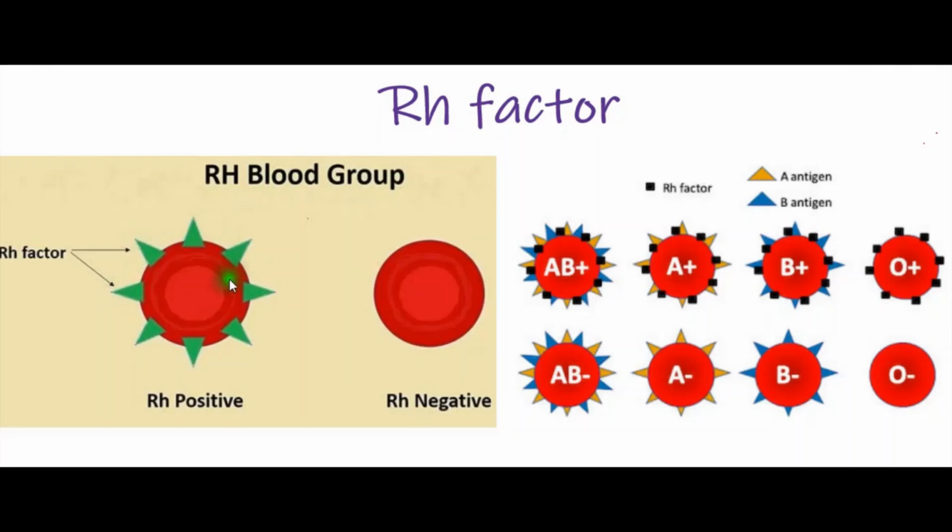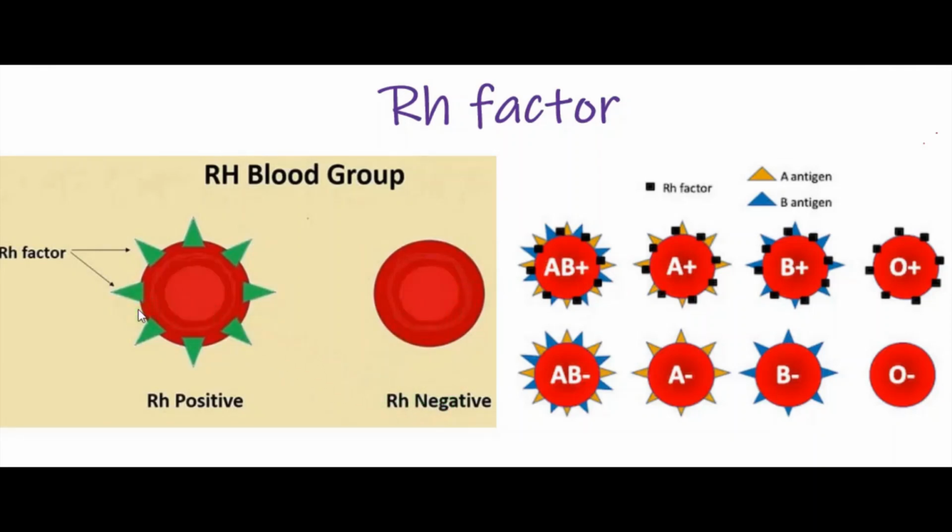See here, this is a red blood cell. The surface of the RBC contains RH factor, so this person is known as what? RH positive. RH factor is present on the surface of the RBC, so it is known as RH positive. Here there is no RH factor, so it is known as RH negative.